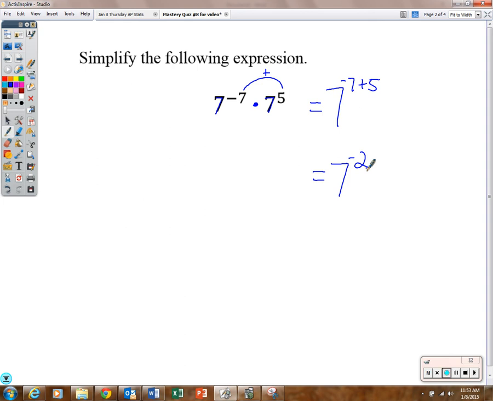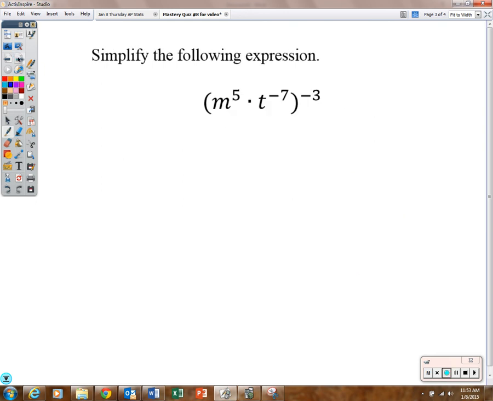Now remember, we're not allowed to have negative exponents. So I'm going to rewrite that again. To make it positive, I'm simply going to drop it down to the denominator. And then on top, what's left? Just a 1. One more step because it's not completely simplified. You can take 7 squared and make that into a 49. So your final answer is 1 over 49.